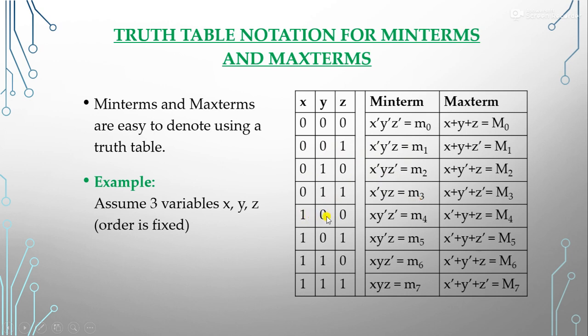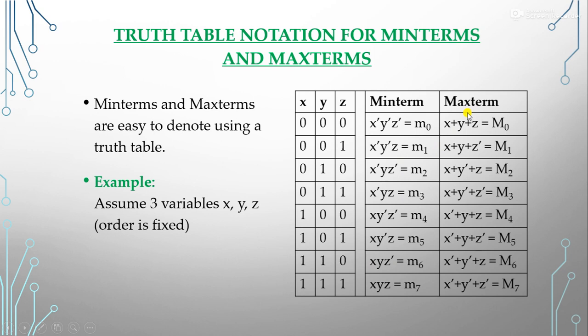1 0 0 means x, y dash, z dash, that is our m4. X, y dash, z, m5. X, y, z dash, m6. X, y, z, this is our m7. So these are the min terms.